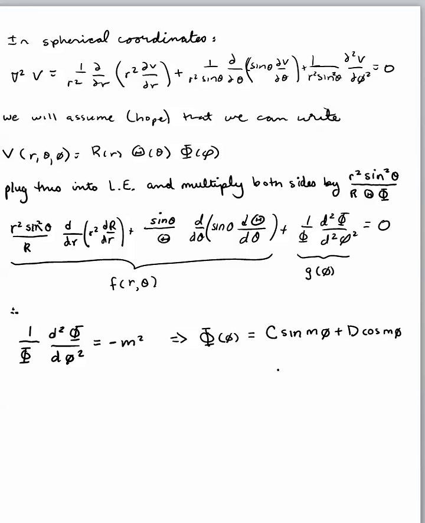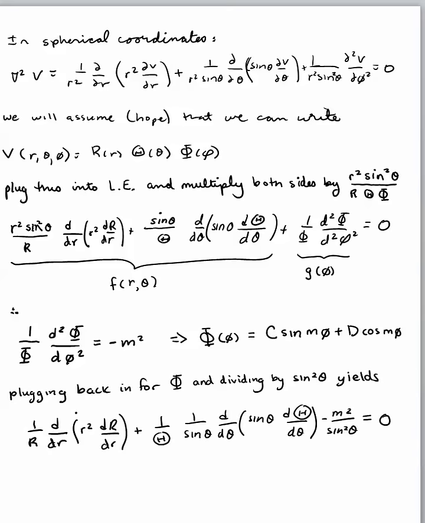And we can now take that result for phi, plug it back up into here, and let's see what we get. We plug back in for phi, and I'm going to divide by sine squared as well to get that sine squared out of the r dependence. And this is the expression that I get. And so now we have, here is a function of r, and this whole thing is just a function of theta.